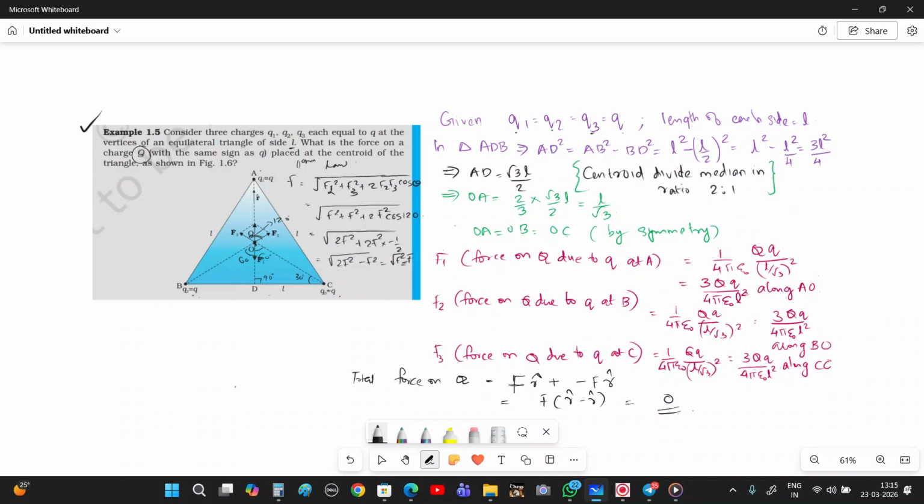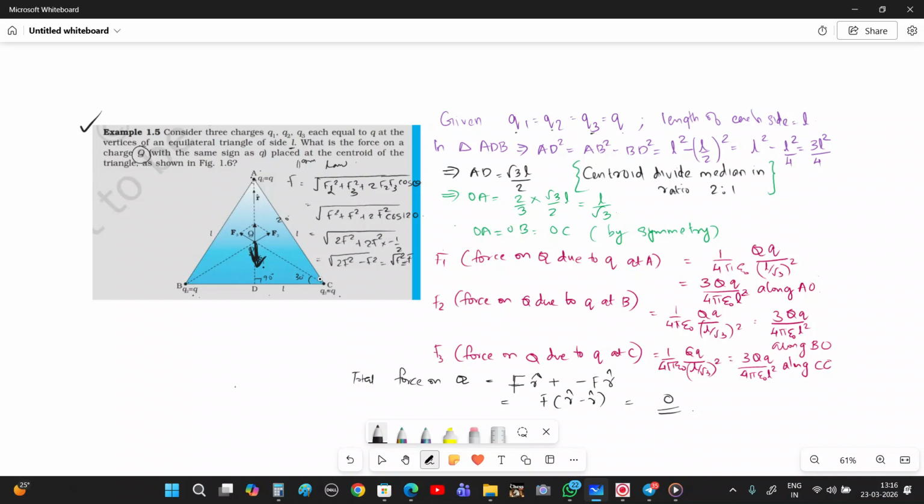As you can see, there are three charges at the three corners. All these charges will give a force to the charge at the center. The first charge will give a force, the second charge will also give a force, and the third charge will also give a force. You can see in the picture that the first charge q1 is giving a force to q, marked as F1, and its direction is given here. This is in this direction.